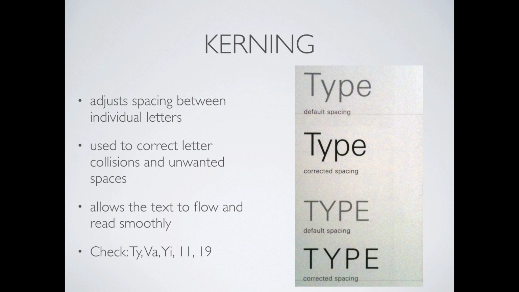Kerning. This is just the space between individual letters. It's used to correct letter collisions or to adjust letters with too much space between them. The big ones are things like TY. And so you would naturally do this when you were writing. So you draw the T first, then the Y tucks under the top of the T. If we didn't adjust the kerning on this, the Y would appear after the top of the T. And so there'd be too much space between those letters.